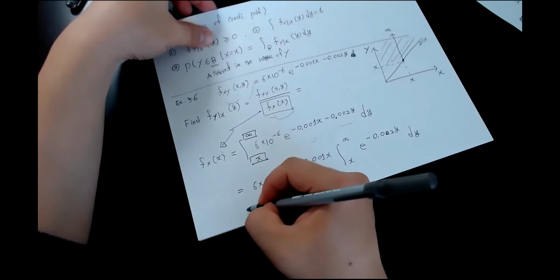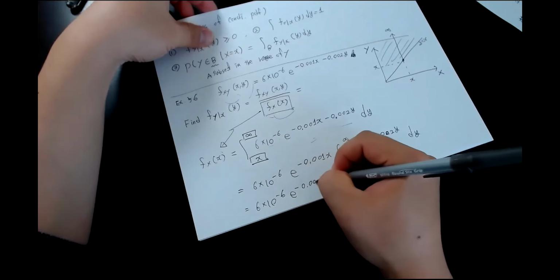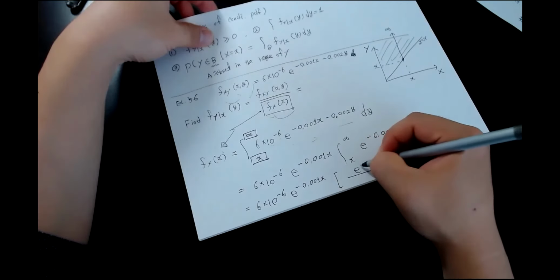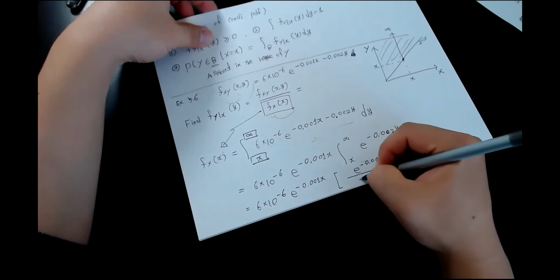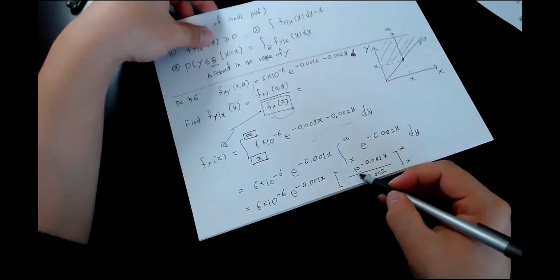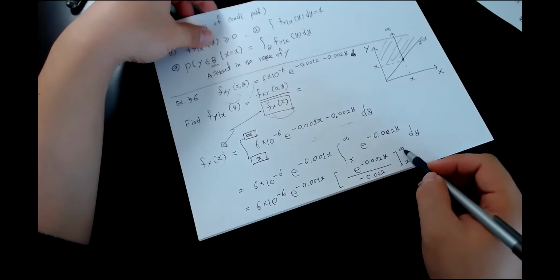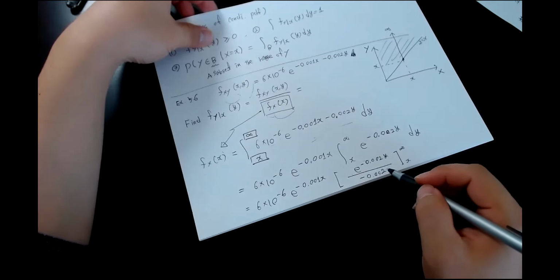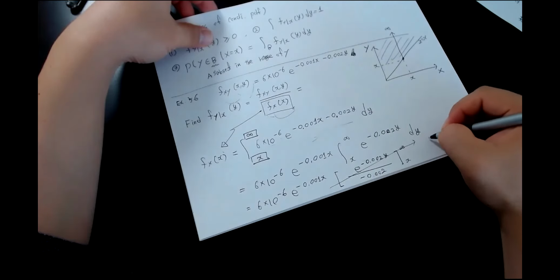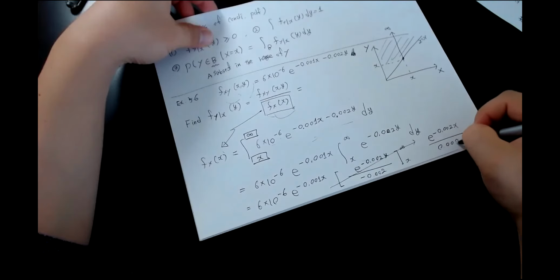Now this is equal to 6 times 10 to the negative 6 times e to the negative 0.001x. And what's the integral of this? That's going to be e to the negative 0.002y over negative 0.002, evaluated from x to infinity. Since this exponential is a decreasing function, as y approaches infinity, this fraction approaches 0. So we're going to get e to the negative 0.002x over 0.002.